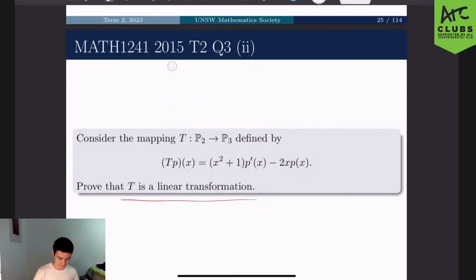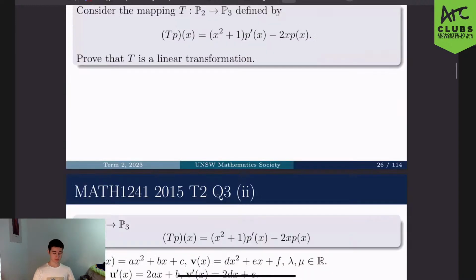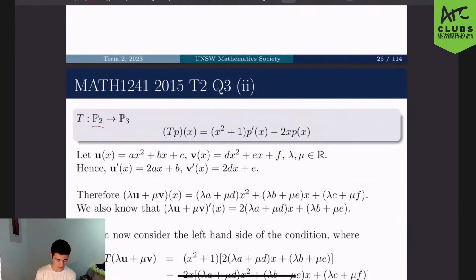Okay, so we jump into it and we're going to define some arbitrary value of P2, which we're going to shove into this transformation and see if the result is linear. Because if we pick any value which is part of P2, we can show that it is always preserving addition and scalar multiplication. Okay, so we begin. We define u and we define v, just two different elements of P2. So they're going to have arbitrary values as their scalar coefficients. So we're going to use a, b, c, d, e, and f.